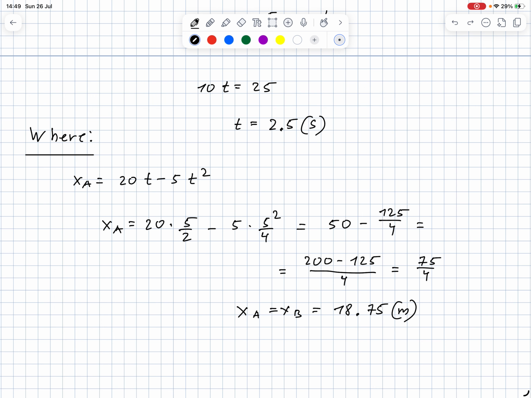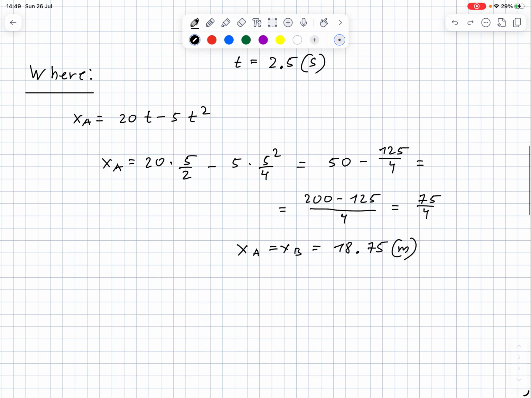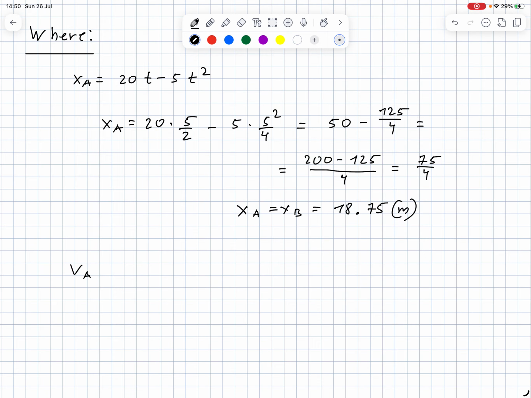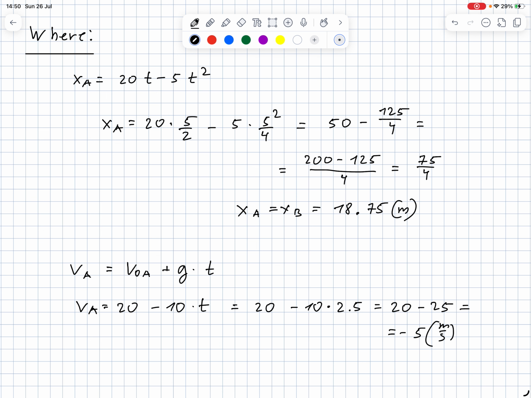Also, we can ask what the velocities of both objects are. Let's say vA equals initial velocity of A plus g times t, so vA equals 20 minus 10 times t. The velocity would be 20 minus 10 times 2.5, which is 20 minus 25, equals minus 5 meters per second. This means the direction of object A is towards the ground, after it reached the maximum point.